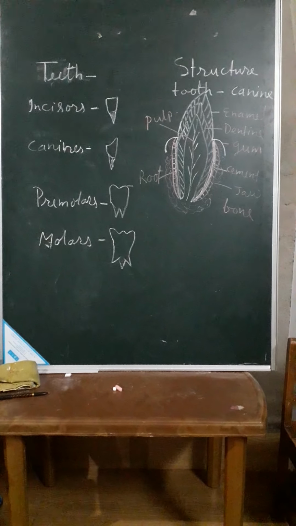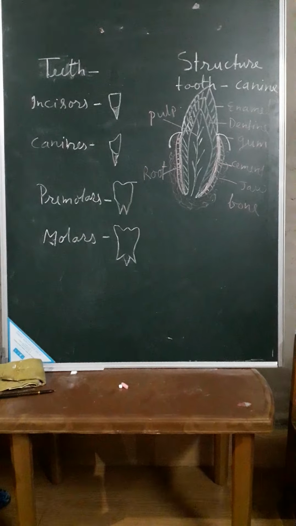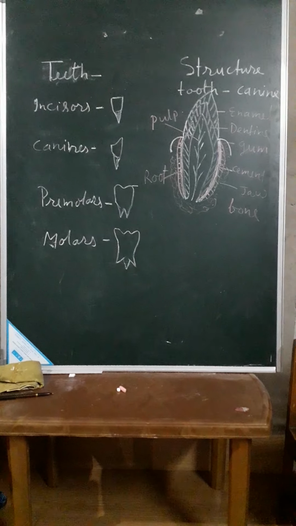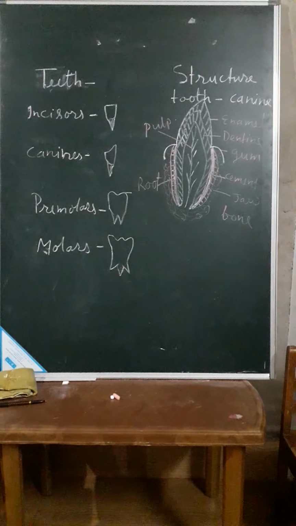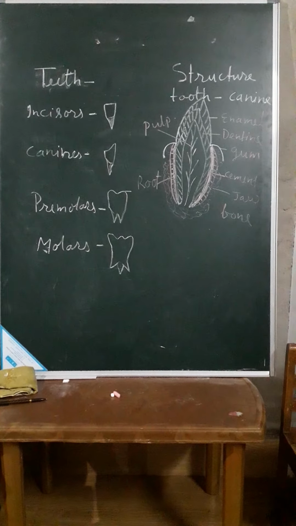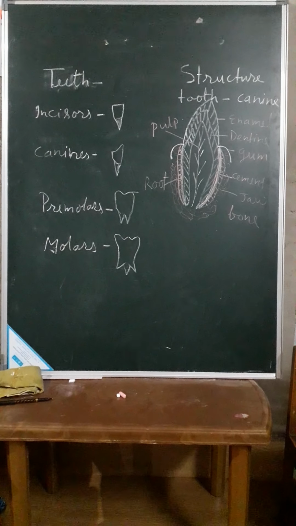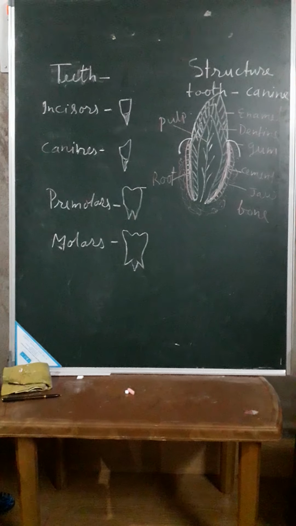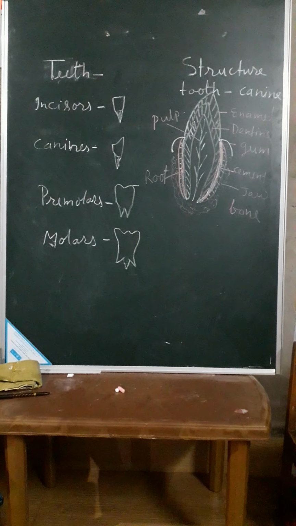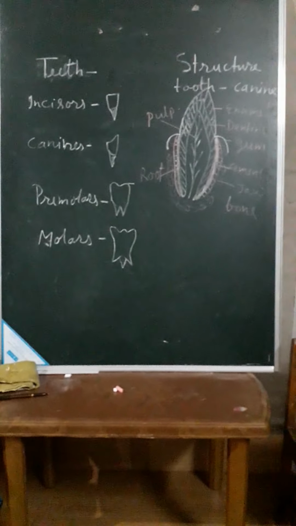Dear students, this is the continuation of the digestive system. We have learned what digestion is: the breakdown of naturally occurring foodstuff into simpler forms, which can be absorbed by the body. Next, we will see the enzymes.